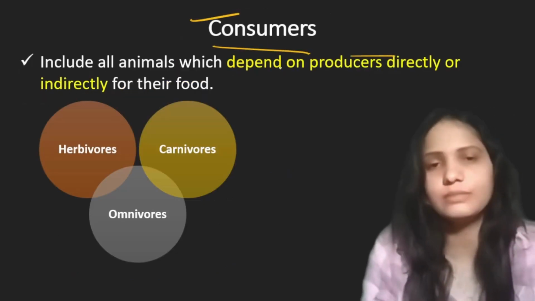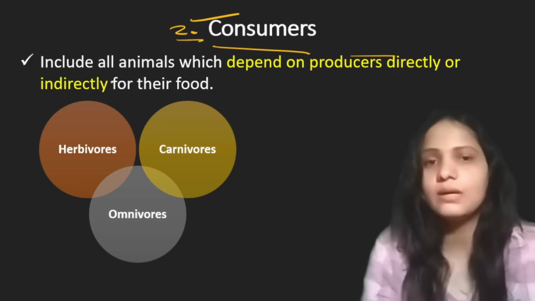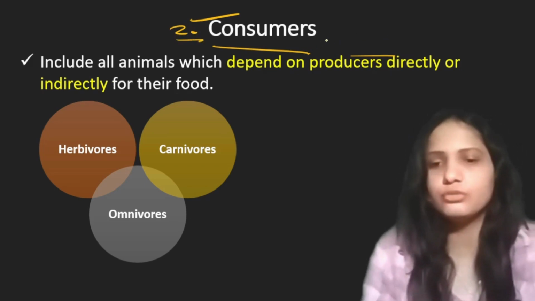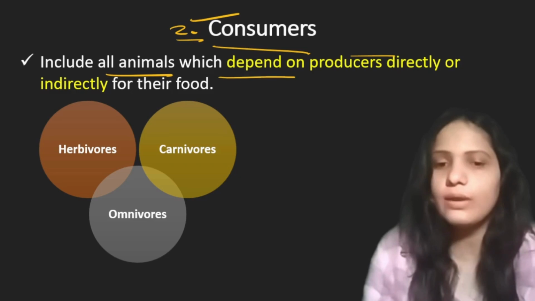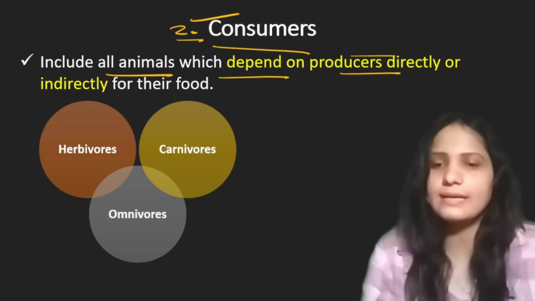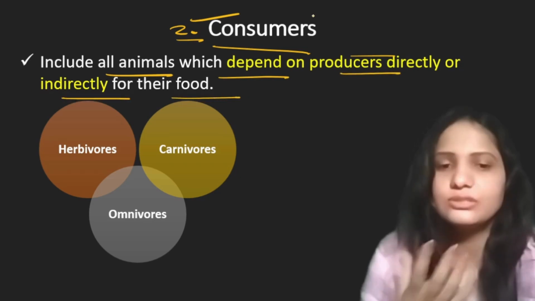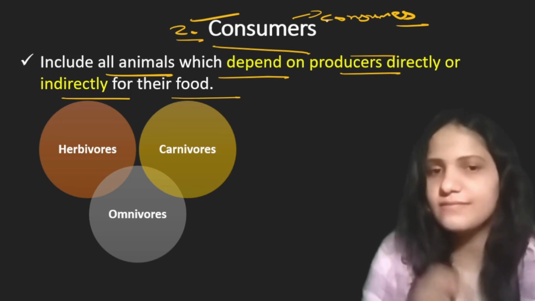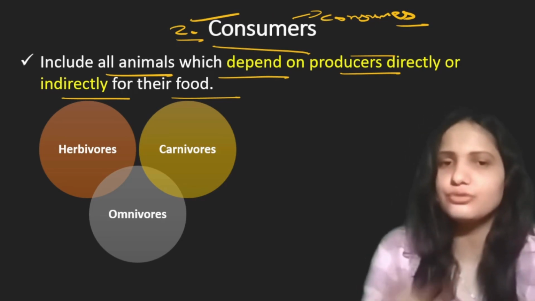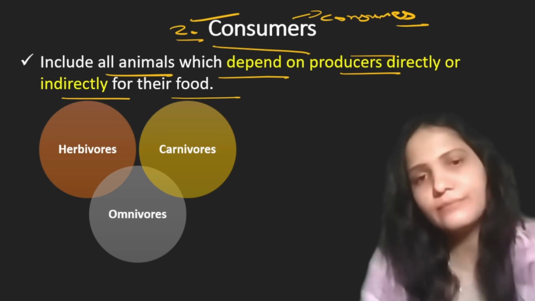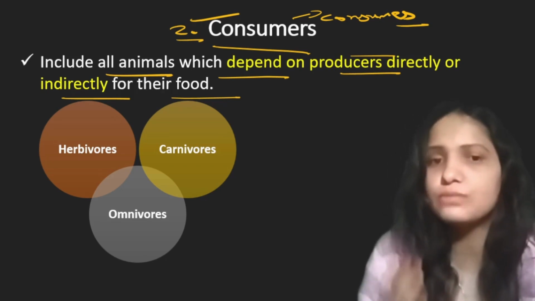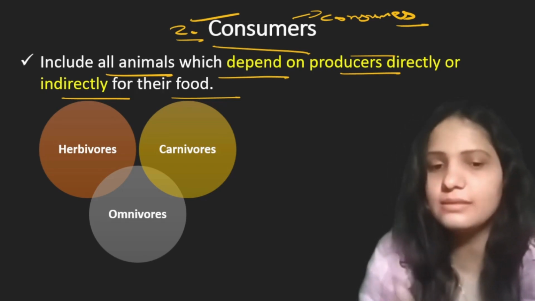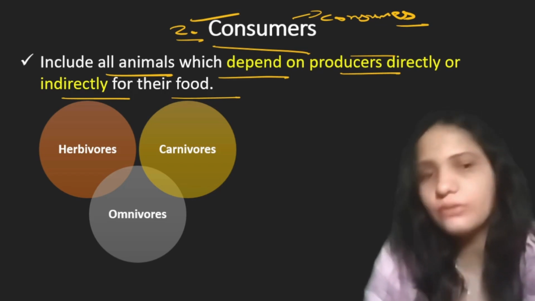Next we have consumers. This is the second type of biotic component. Consumers include all animals which depend on producers directly or indirectly for their food. Consumers means the ones who consume. Simple: the organisms which consume. And as we are discussing on the basis of nutrition, what will they consume? Obviously they will consume food. So the organisms which consume food directly or indirectly from other organisms are known as consumers.